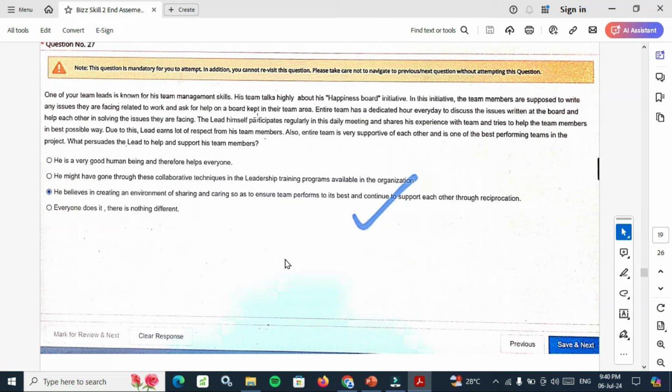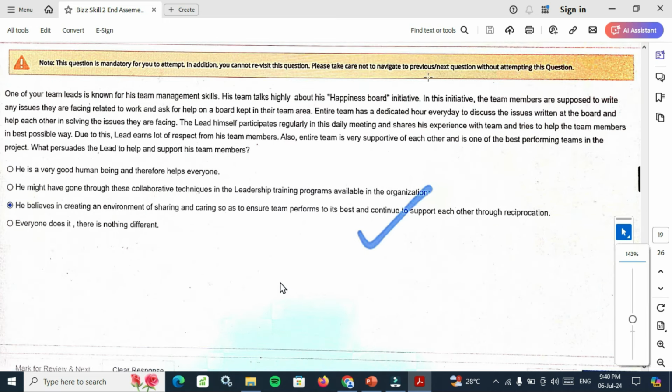Next, one of your team leads is known for his team management skills. His team talks highly about his happiness board initiative. So let us assume that your team lead has developed a happiness board initiative. In this initiative, the team members are supposed to write any issues they are facing related to work and ask for help on a board kept in their team area. The entire team has dedicated an hour every day to discuss the issues written on the board and help each other in solving the issues they are facing.